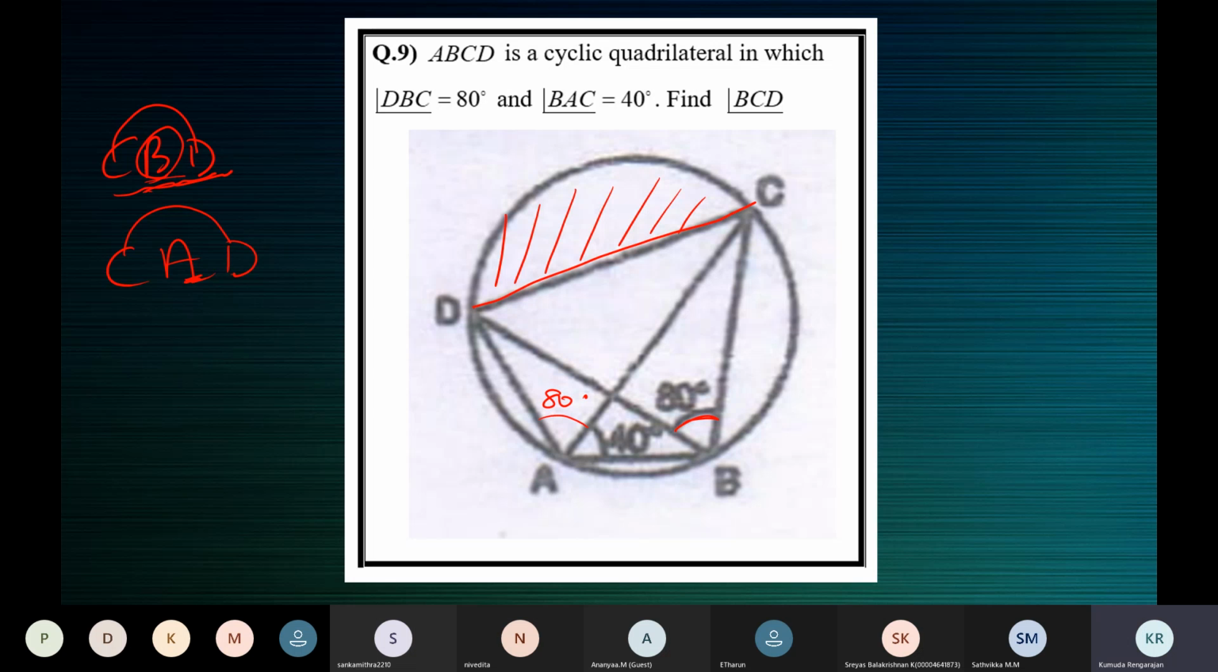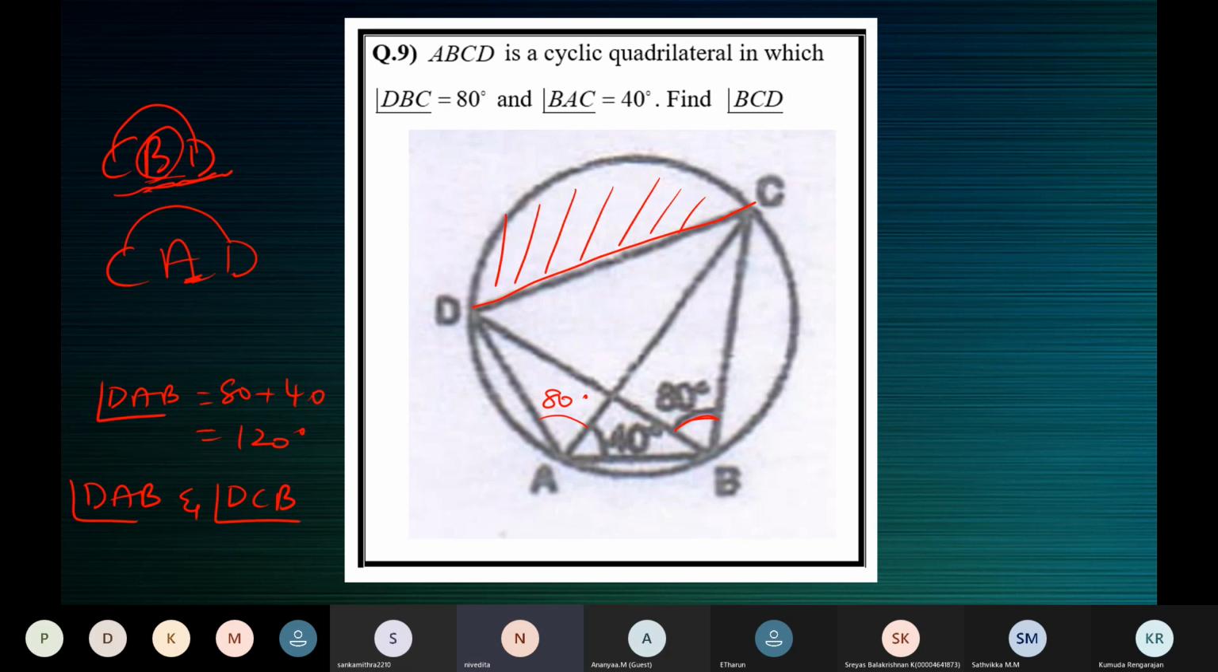Okay. So now what is the measure of angle DAB? 120. DAB is equal to 80 plus 40, 120. What do you say about angle DAB and angle DCB? They're supplementary, ma'am. Why?